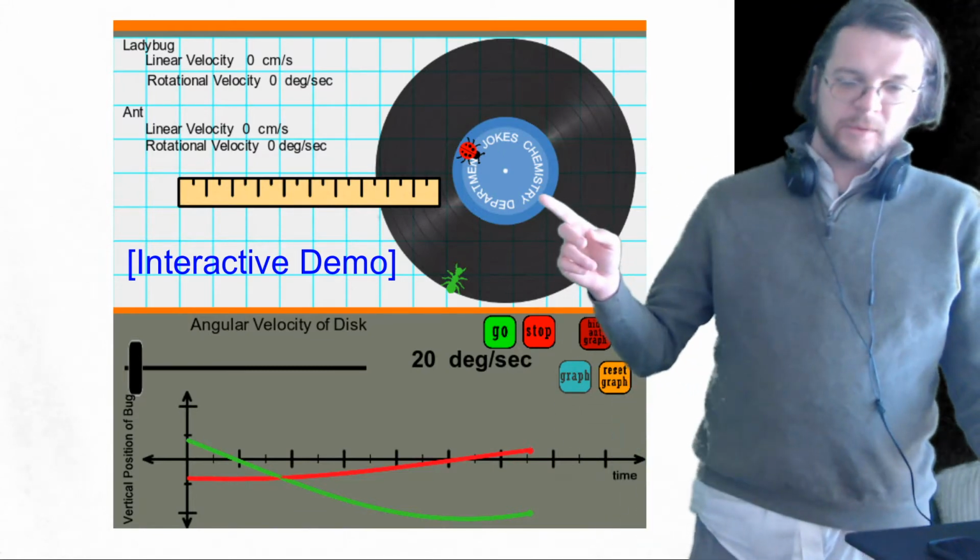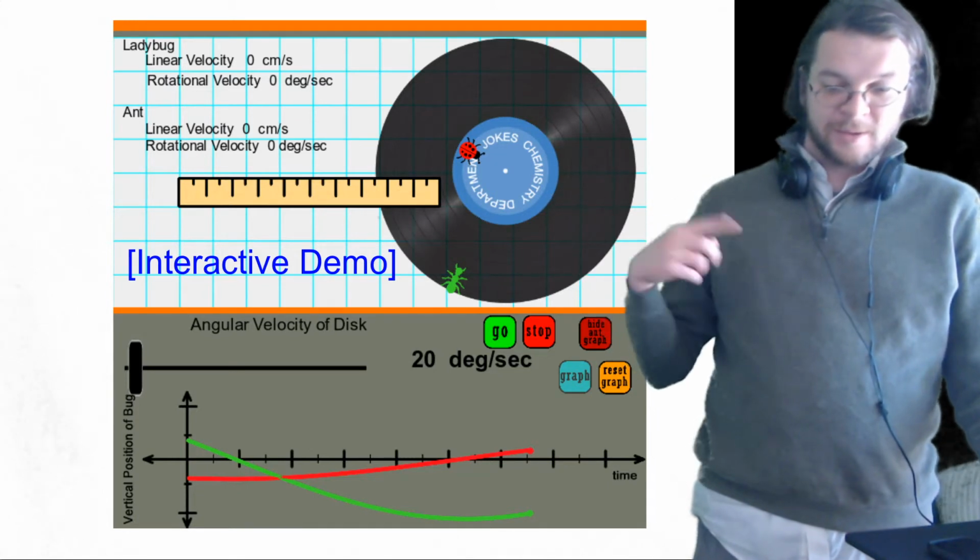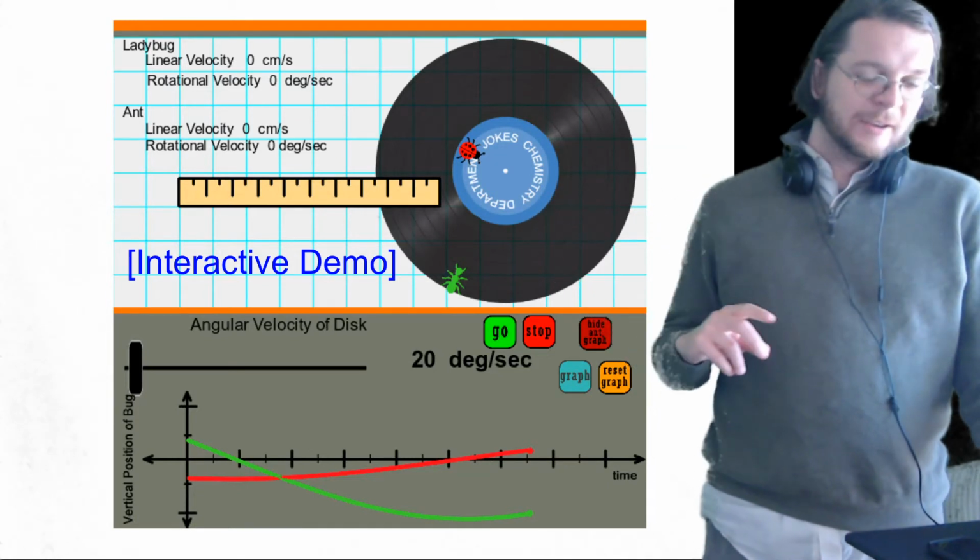You can see a little bit of passive aggression towards the chemistry department from the physics department, which is not coming from me. It's coming from whoever wrote this.